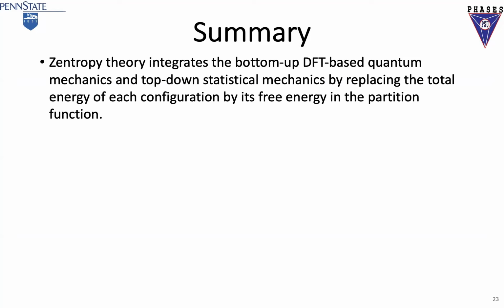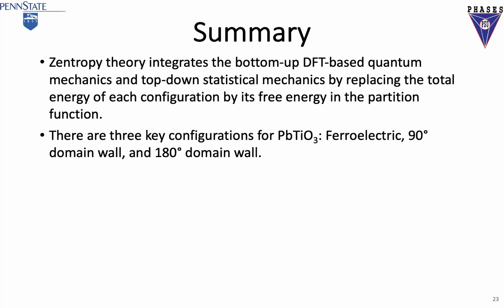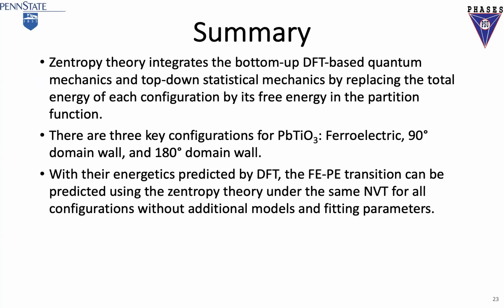But important, we have to replace the total energy by its free energy from the DFT calculations. And there are three key configurations for lead titanate: the ferroelectric state, the 90 degree domain wall structure, and the 180 degree domain structure. For a more complex structure like barium titanate, you're going to have more domain structures. So just calculate by DFT, we put it back into it. And if you can predict it, we can predict the phase transition, including some experiment. I want to mention it's very important. When you put them back together, you have to have the same NVT for all configurations. In the classical way people do it, they get a local minimum, get the ground state. Or if relaxed, you will not get it right.